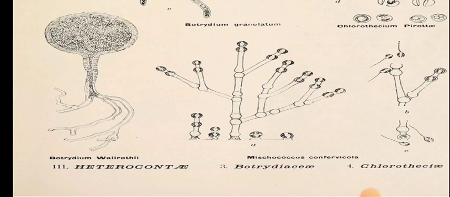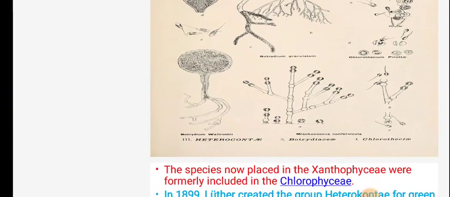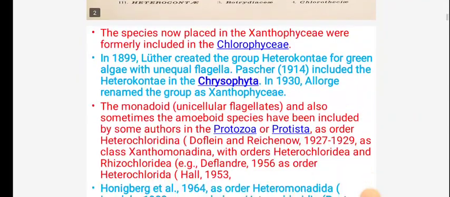Next, this is Botrydium wallrothii. Then Mischococcus is another genus. So see just how is the nature. Then Chlorothecium is the fifth one. So remember the proper names of these genera.